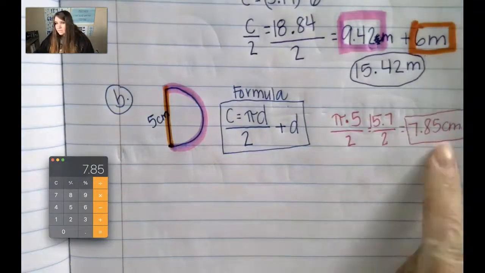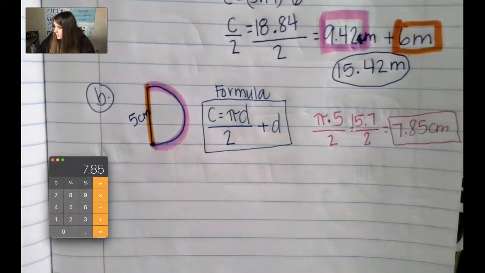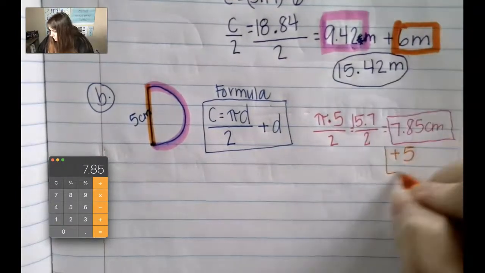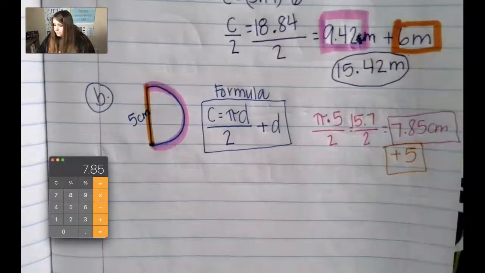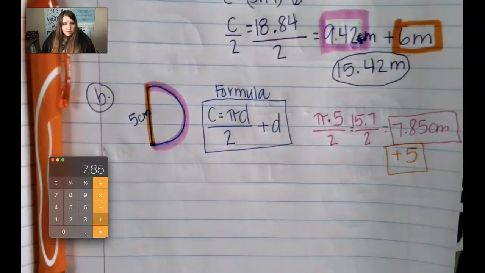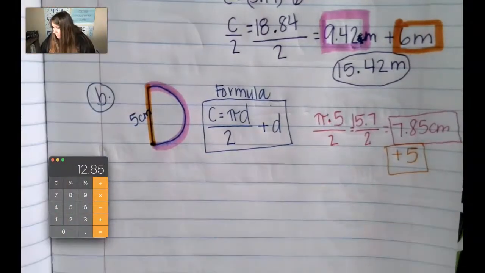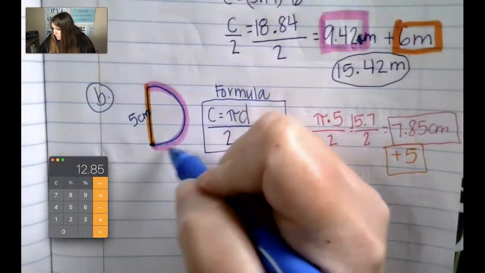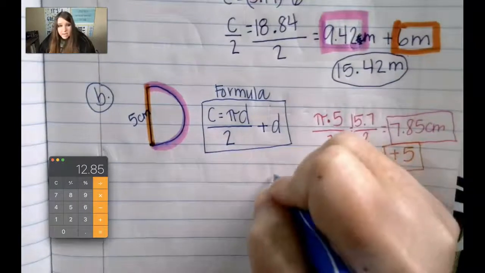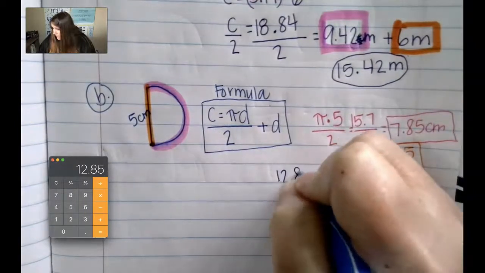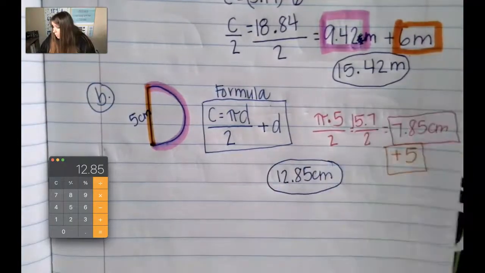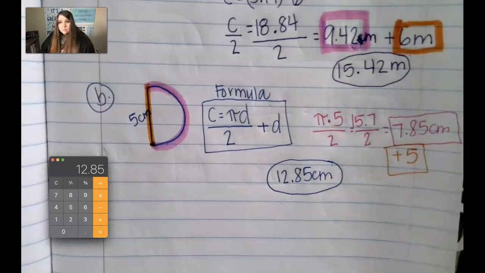So we're going to take this and we are going to add 5. So add 5 more centimeters for that part. So we're going to add 7.85 plus 5, and that gives us 12.85. So the whole semicircle, walking from here, the whole orange, all the pink, gives us 12.85 centimeters. The whole semicircle.